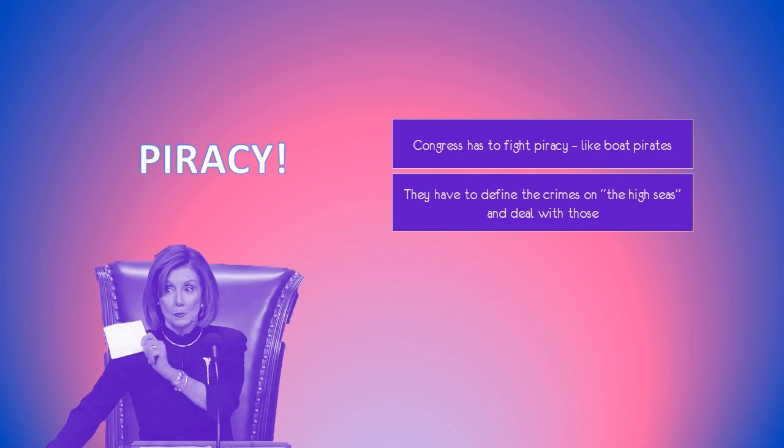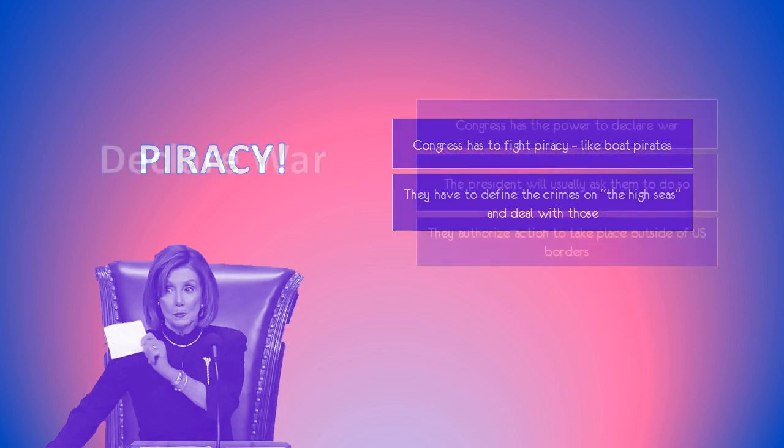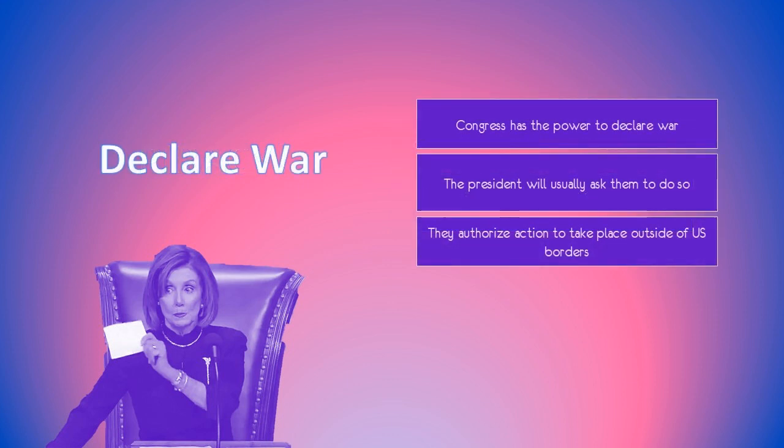So it's up to Congress to define what are crimes on the high seas, deal with those. It's up to Congress to find a way to stop piracy, mostly in the Atlantic Ocean, I guess. One that you know and that you're used to. It's up to Congress to declare war. This is a power given to Congress in Article 1, Section 8 here, so only Congress can declare war. They will do this usually if the president asks them to.